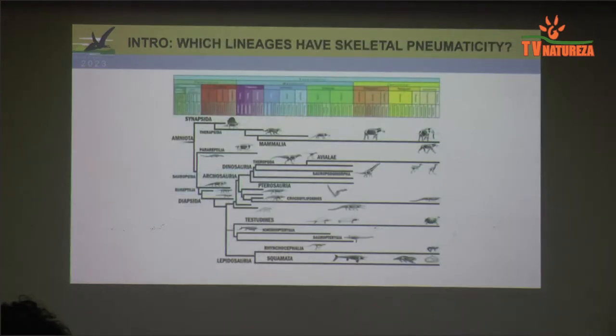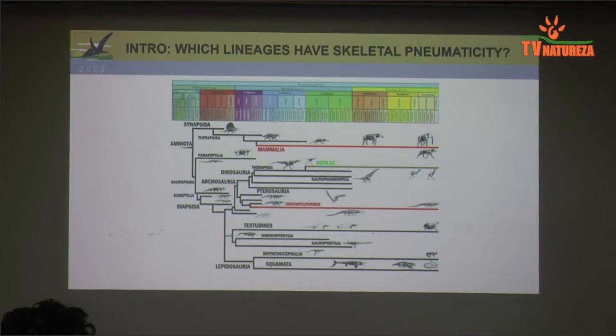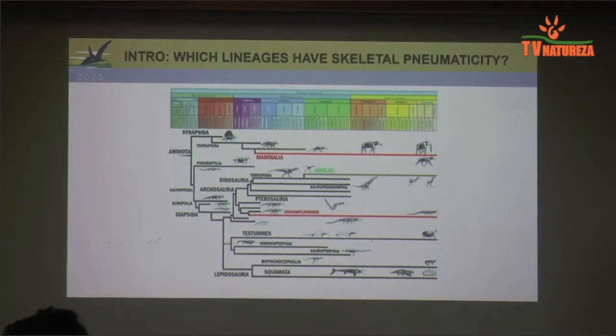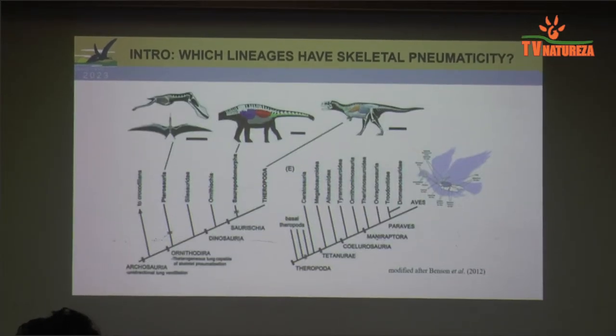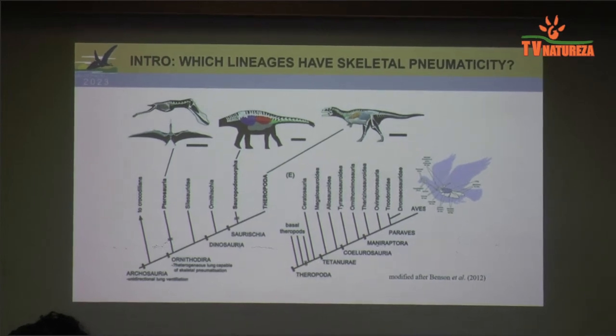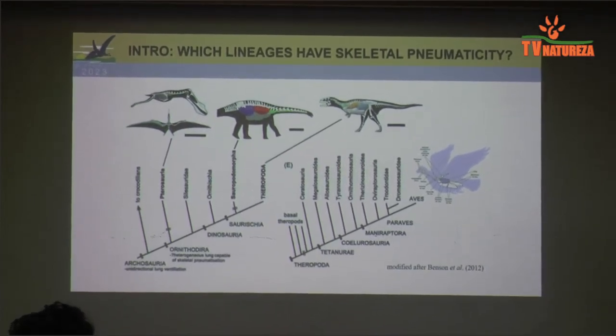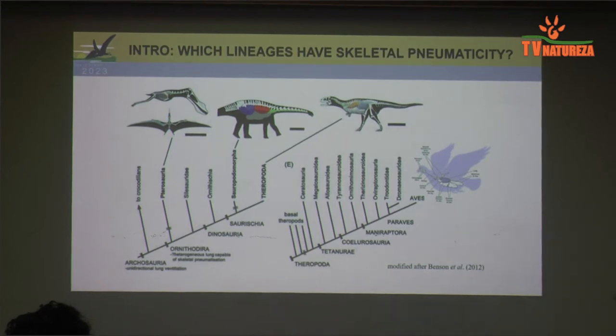Well, so which lineages have skeletal pneumaticity? If we're talking about amniotes, in extant amniotes, as I told you, in red are those that represent exclusively cranial pneumaticity, but postcranial just in birds. But when we are talking about fossil lineages, there are more than just inferred. We also have non-avian dinosaurs, such as non-avian theropods or sauropodomorphs, and pterosaurs, as Harry Seeley was the first to point out.